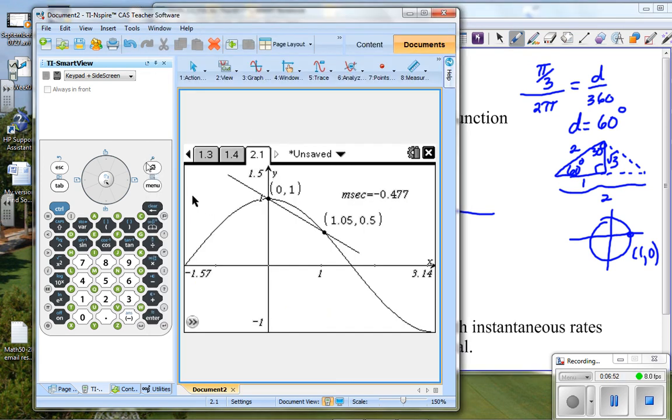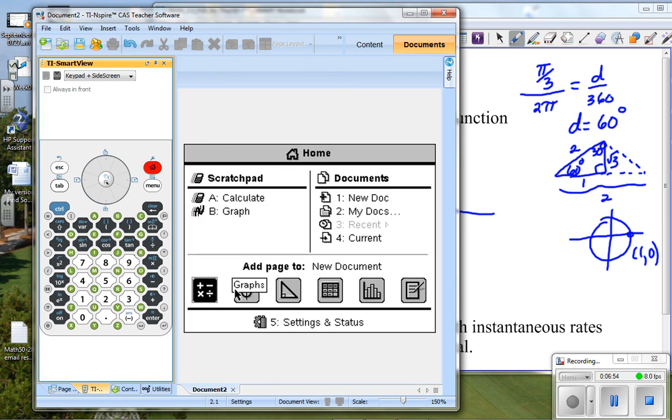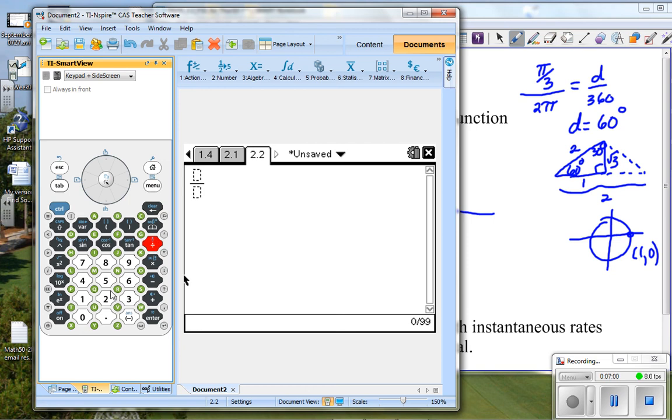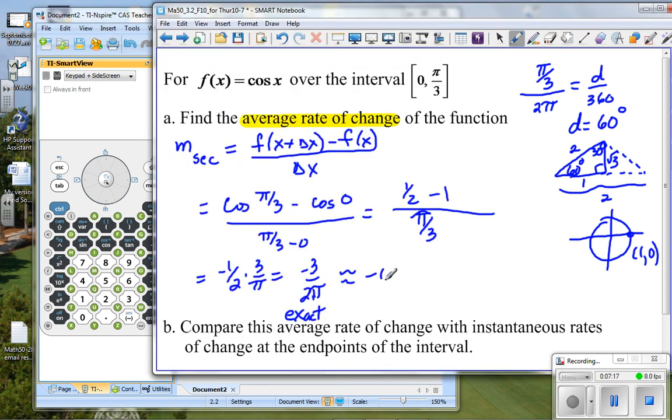So let's go over here. Let's add a calculator page, and let's just build a fraction. Let's see, we had 3 divided by negative 2 times pi. And we're going to have to do, of course, Control Enter. And sure enough, it is equivalent to that. So we did do our work correctly.